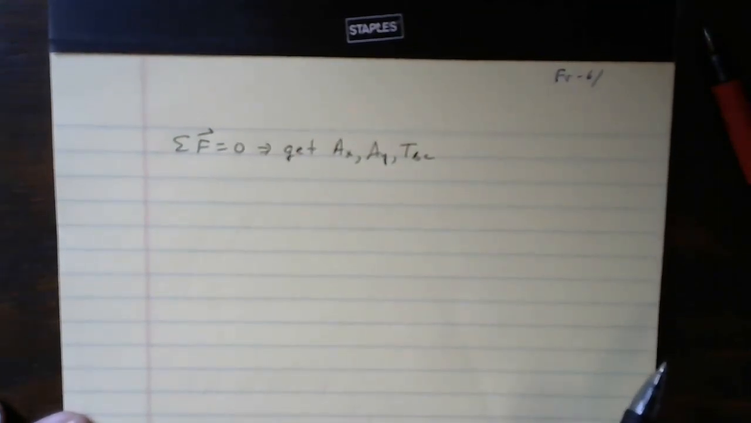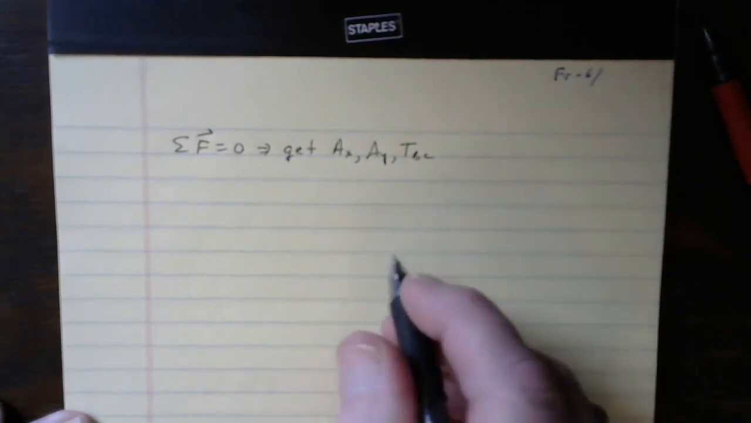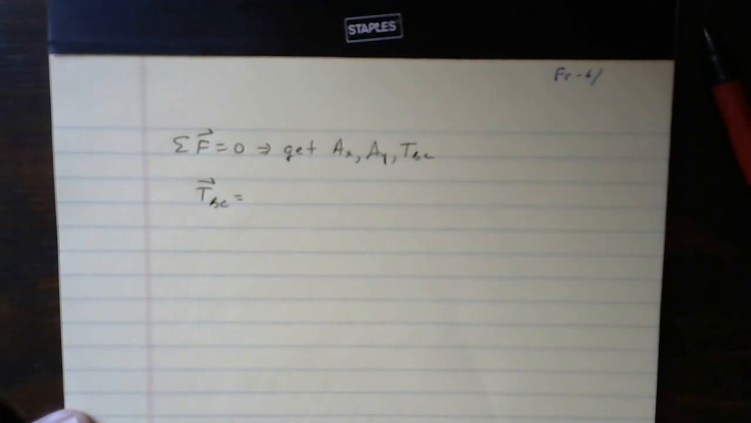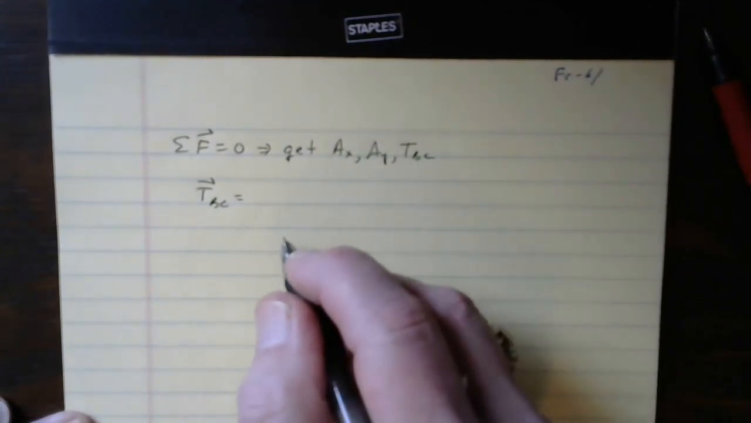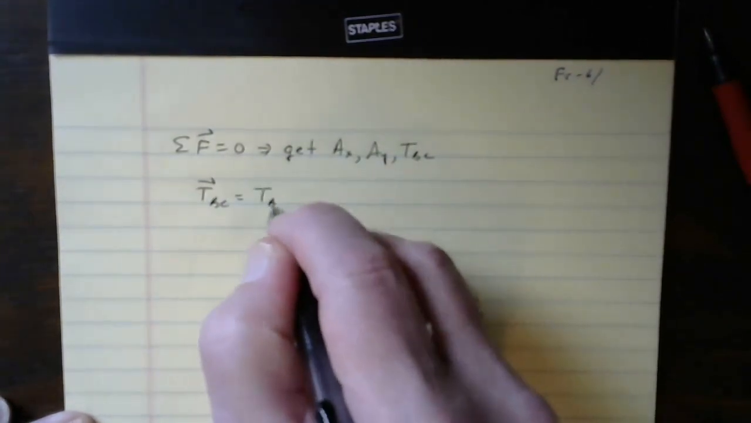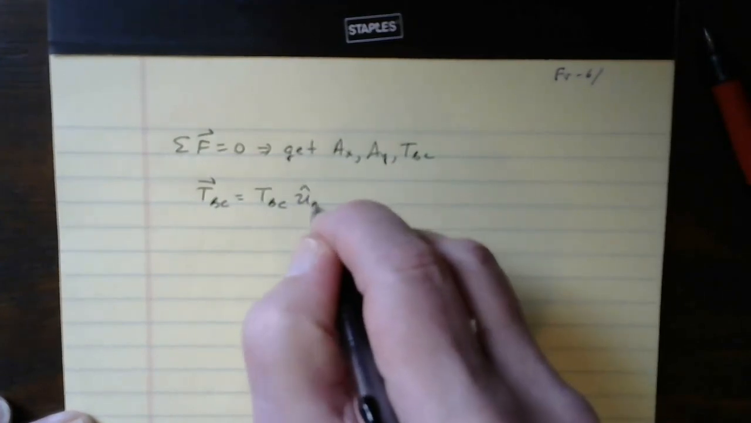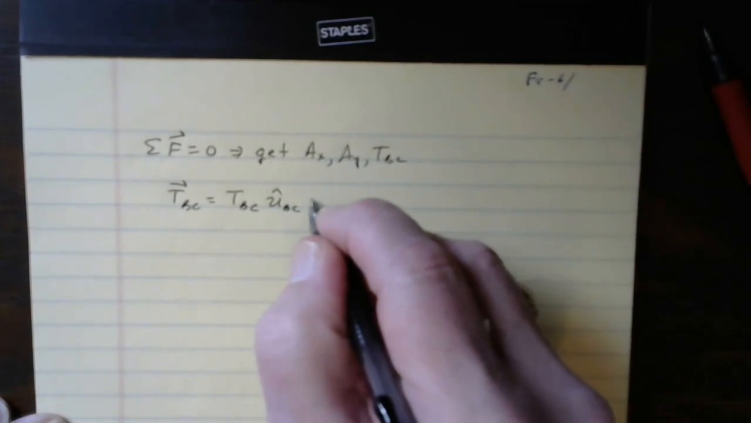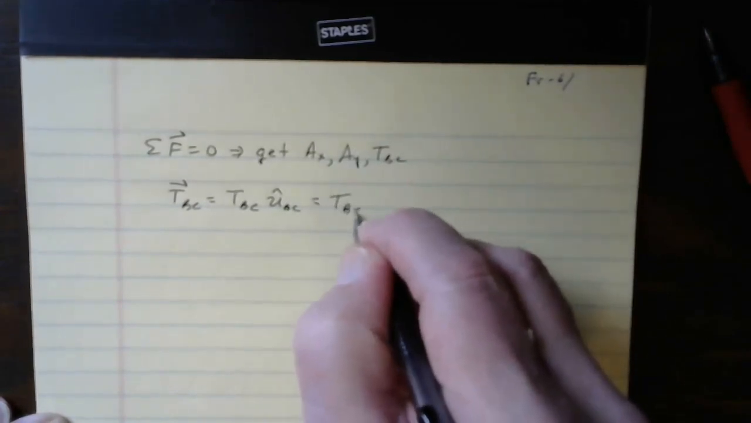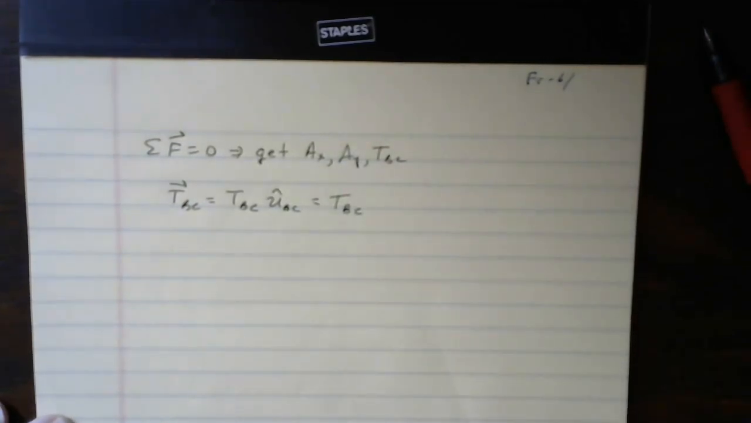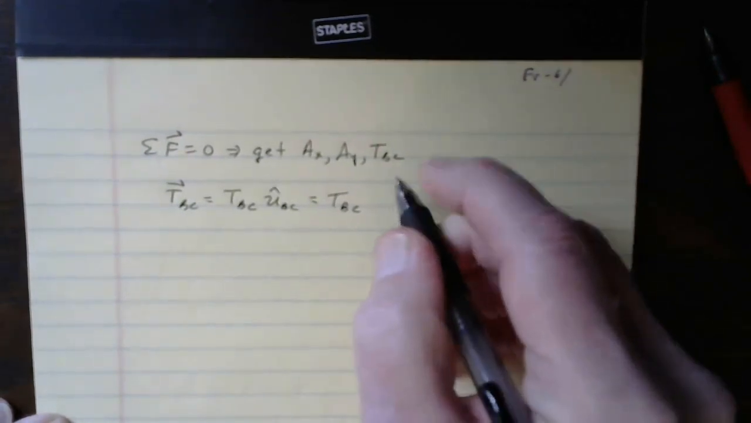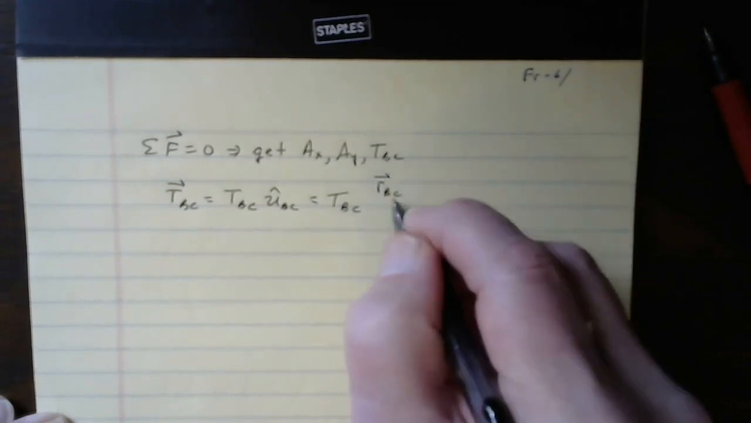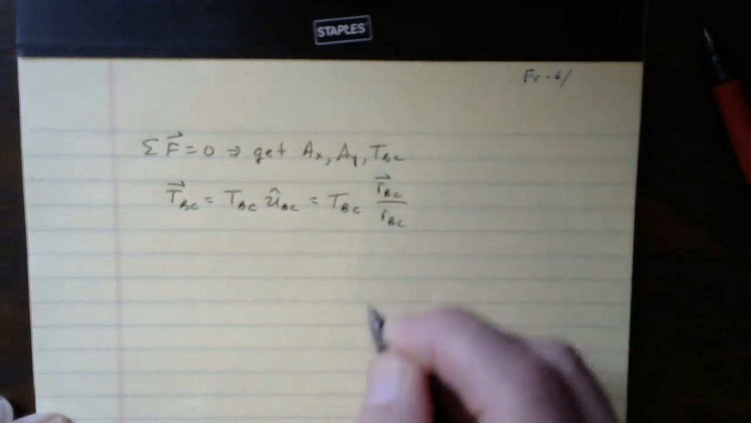Okay, that's just AXi plus AYj, but I need TBC. So TBC, as we're well aware, for any vector, is equal to the magnitude times its unit vector. That's TBC. Its unit vector is the same as the unit vector with the position vector from B to C.